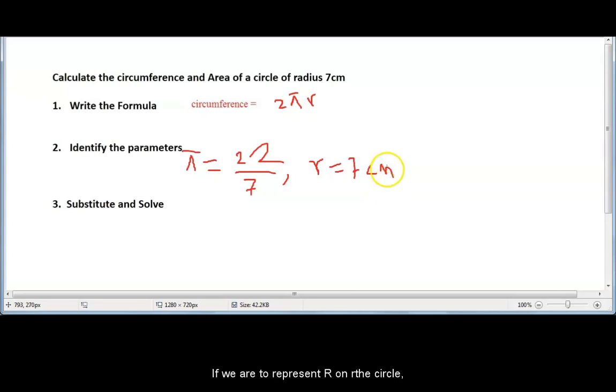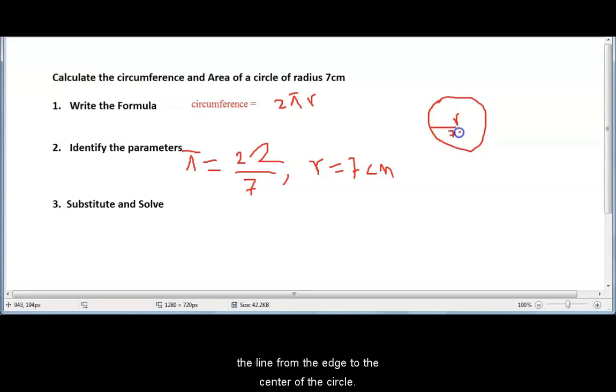If we are to represent r on a circle, just like I showed in the previous diagram, then it should be like this. This is r, and it's supposed to be 7 cm. It is the line from the edge to the center of the circle.